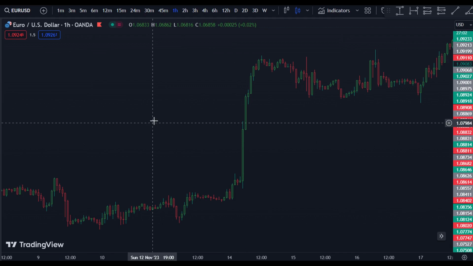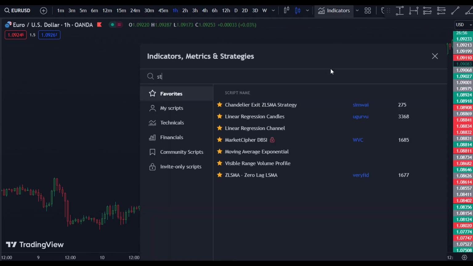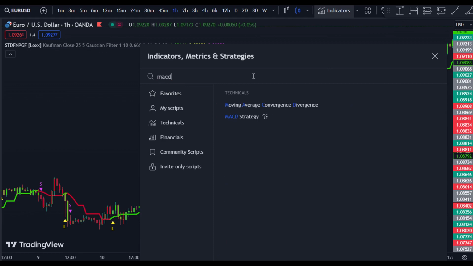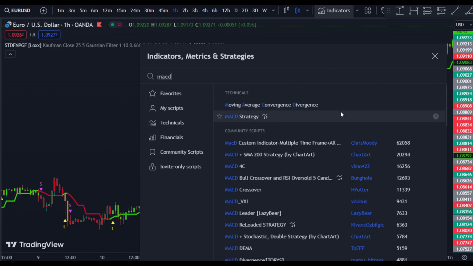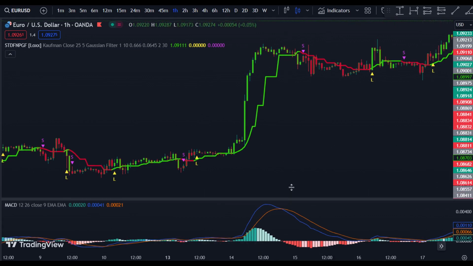So after TradingView is loaded up, we're going to make sure it's on the 1 hour time frame. I'm going to go to indicators. The first indicator that we're going to use is called the STD. We're going to click on the very first one. This is by LuxAlgo. The second indicator that we will be using is the MACD. So for the very first indicator, we're not going to be changing the settings. We're just going to leave it as it is.